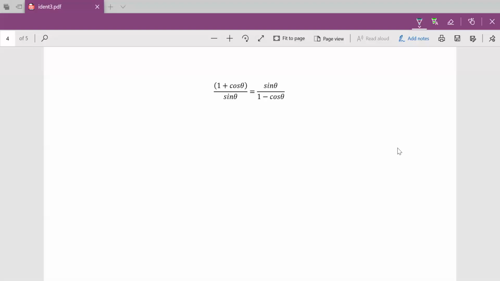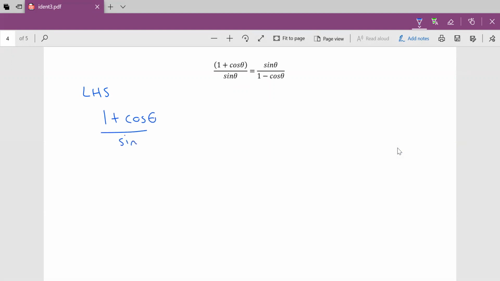Okay, this is a very, very, very common one to show up on tests. Here's why. We're going to create the identity. What does that mean? Well, let's start off by doing the left-hand side, right-hand side checks. Left-hand side: (1 plus cos theta) over sine theta. Right-hand side: sine theta over (1 minus cos theta).